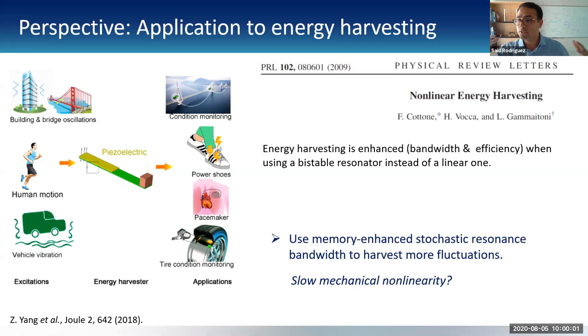There was a paper that showed that in a nonlinear system, you can harvest fluctuations from a larger frequency range and with greater efficiency, but still not so large. So we think that if you were able to put a kind of slow nonlinearity on the system somehow, and if anyone has ideas or is thinking of something like this, this could be a very interesting concept for enhancing energy harvesting from a very broadband reservoir. This is actually where we are going.